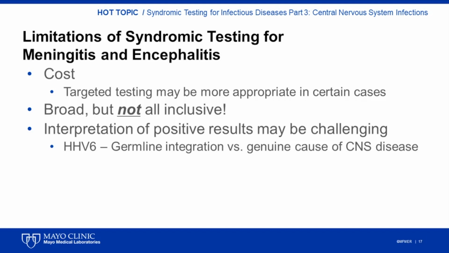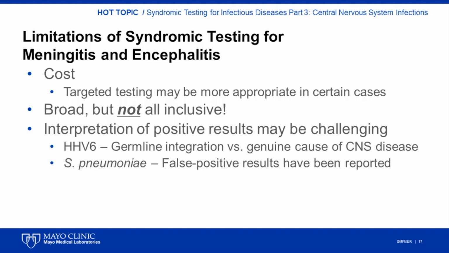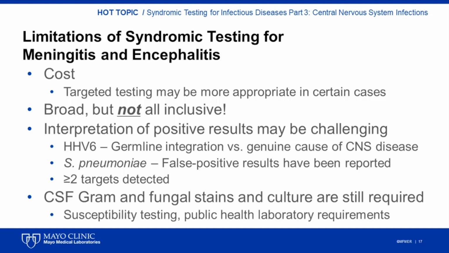For example, a positive result for HHV6 in CSF may indicate that it is the true cause of CNS disease. However, this may alternatively indicate germline integration of HHV6. Additionally, prior studies have shown that false positive results may occur, and this has specifically been documented for the Streptococcus pneumoniae target. Studies have also shown that multiple targets may be detected in CSF specimens, leading to further interpretive challenges. Finally, as presented in both cases, CSF gram and fungal stains alongside culture should still be performed even when the meningitis encephalitis panel is ordered. The reason for this is to ensure that isolates are available for any necessary susceptibility testing and for public health lab requirements.